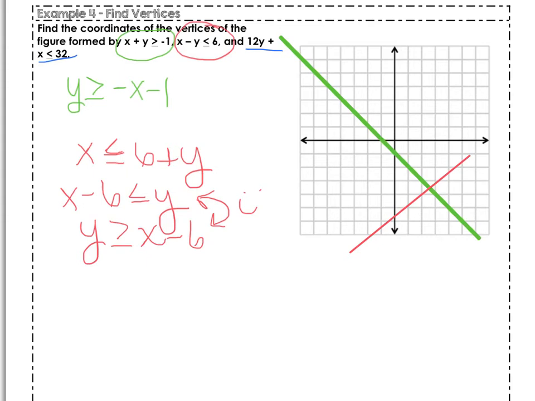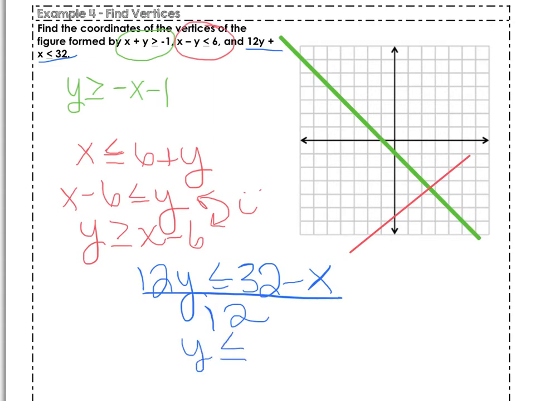12y plus x is less than or equal to 32. So first off, I'm going to subtract the x over here, and then I'm going to divide by 12 on both sides. So y is less than or equal to 32 divided by 12. Let's see, 12 plus 12 is 24, 24 plus 12 is 36. So a number that goes into both of them is 2. So let's play around with that. So 16 over 6 minus x over 12. Well, 16 over 6 also simplifies down. We can cut those numbers both in half to 8 over 3.